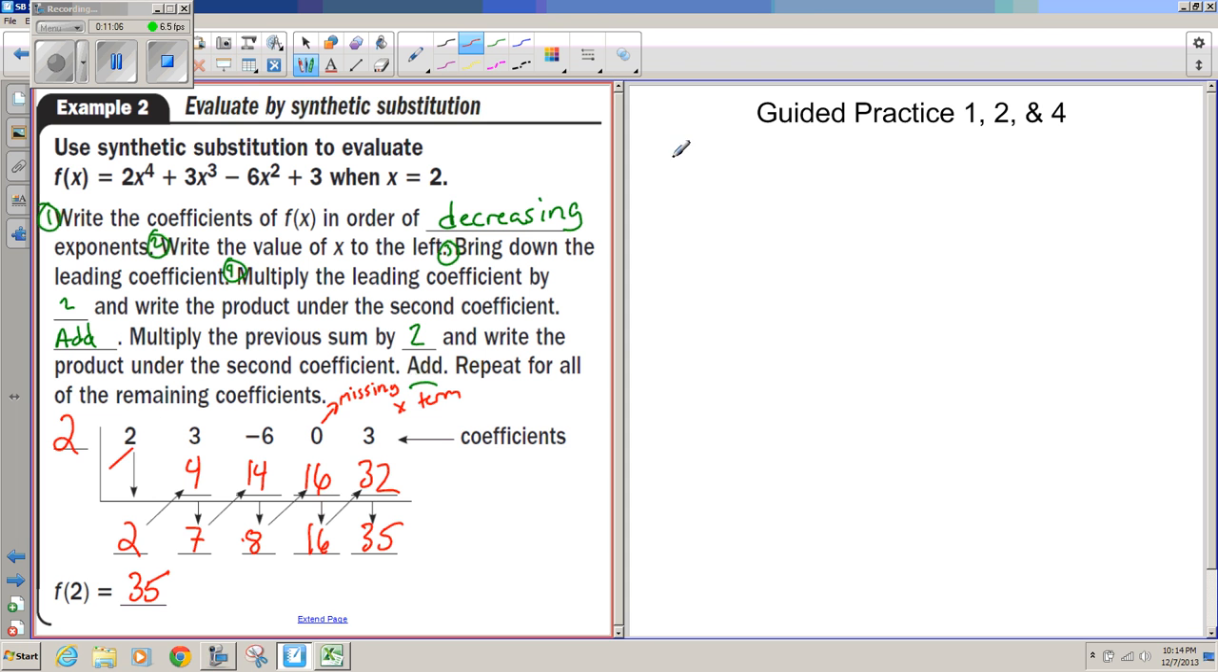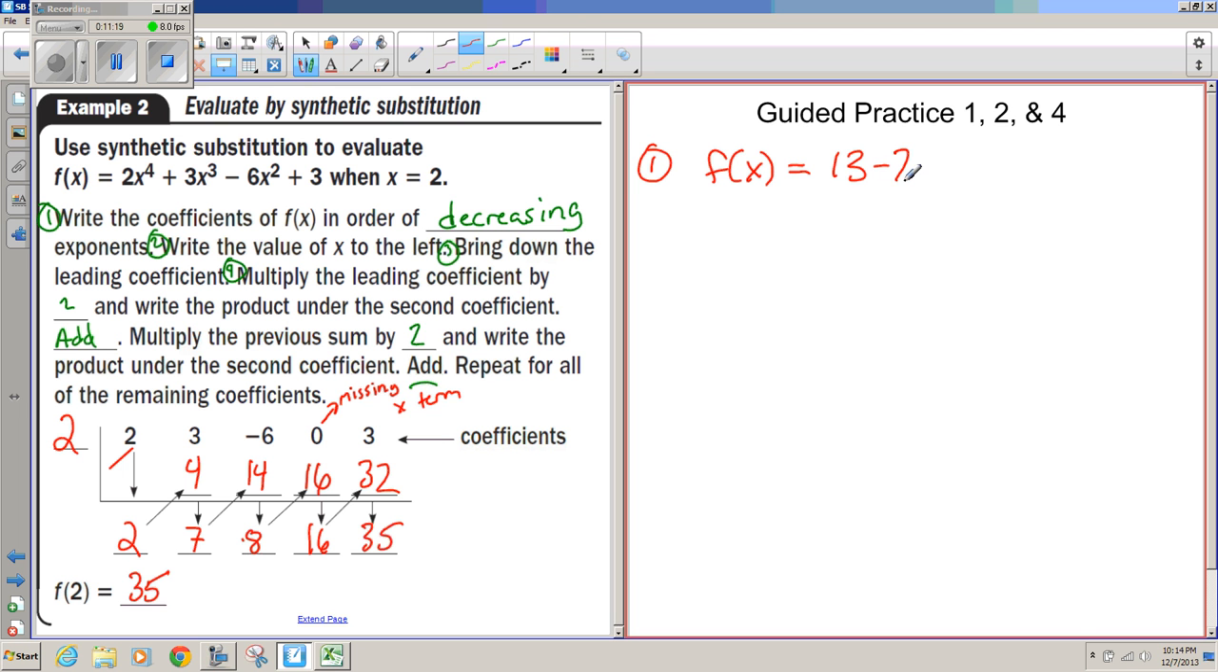So let's take a look at guided practice number 1. It gives us a function: 13 minus 2x. We're asked to find out whether it is a polynomial function. We now have to also find what the standard form is, which has the highest exponent first.